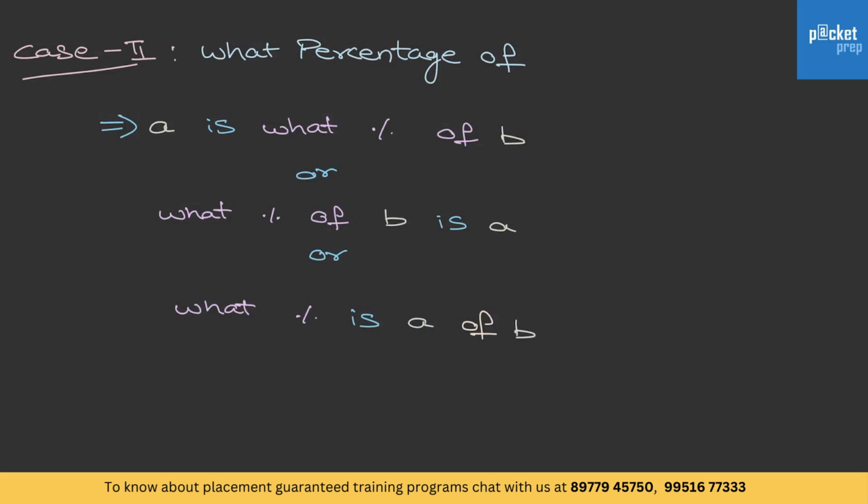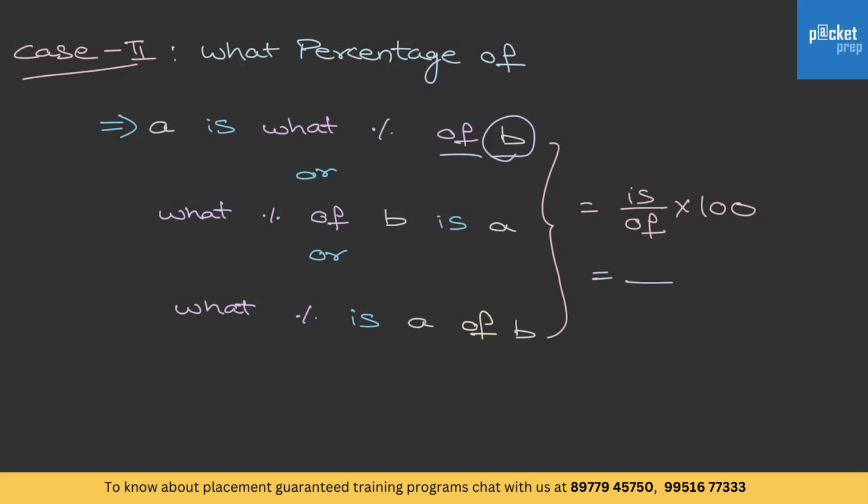In this case, questions are generally asked in this way: A is what percentage of B, or what percentage of B is A. Here these three statements indicate the same thing. The formula for solving this type of problem is A by B into 100, that is, the value after "of" is taken in the denominator.